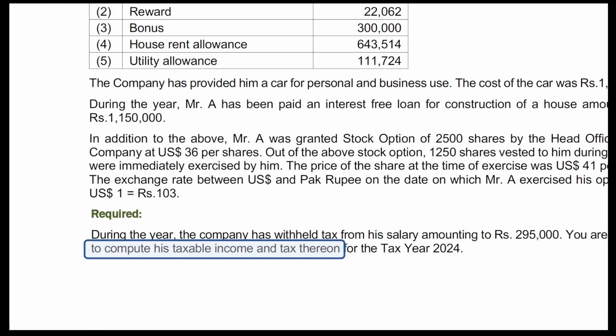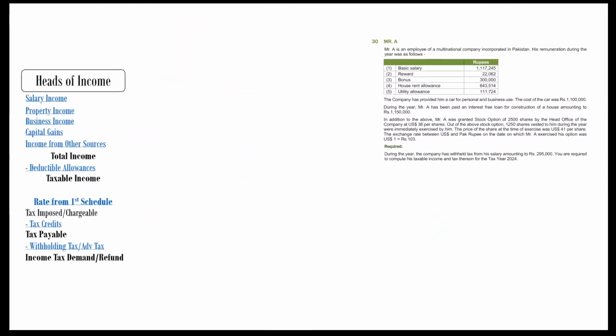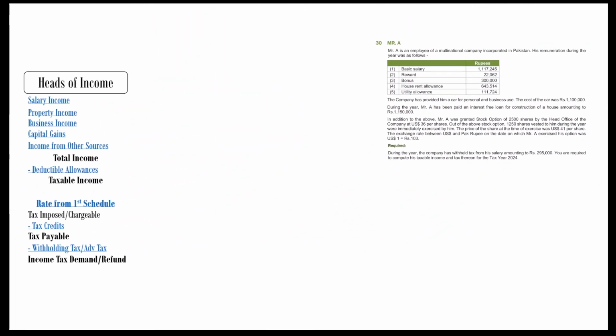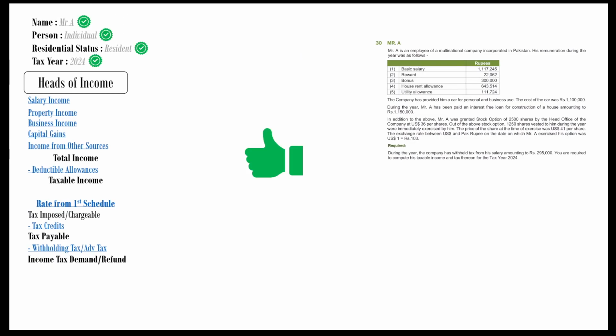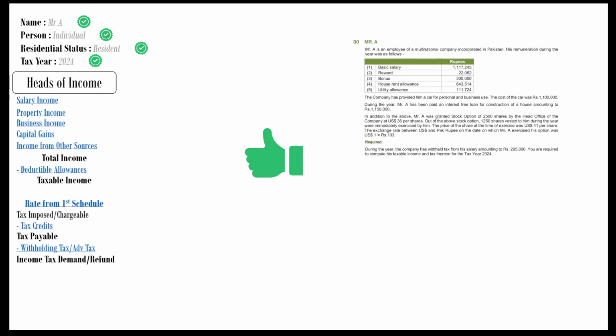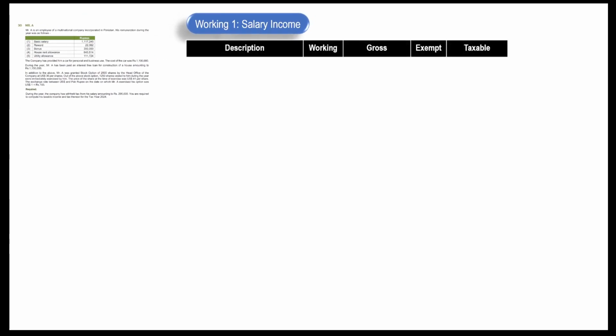Our tax calculation format will look like this. Let's fill in some basic information like name, type of person, residential status, and tax year. Good job. You are doing great. Make your first working on a separate page. For each head of income you must create a separate working on a separate page.